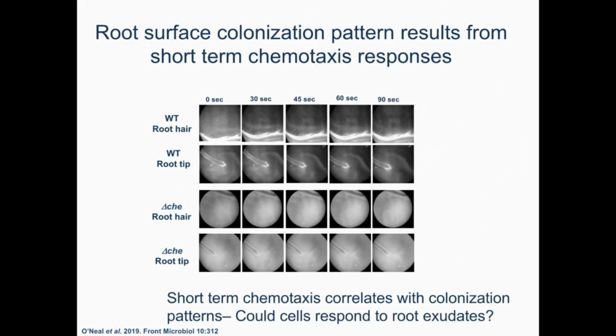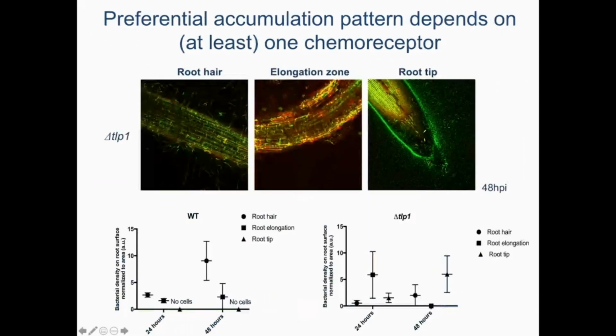And so our hypothesis was that the cells could sense root exudates. So we went back to this chemoreceptor mutant because we know this chemoreceptor senses organic acids. And what we could see is that if you miss one of these chemoreceptors out of 51, now the pattern of colonization is very different from the wild type, which is shown here in a quantitative assay. And in fact, the mutant seems to be colonizing the root tip a lot more than even the wild type that did not colonize it at all.